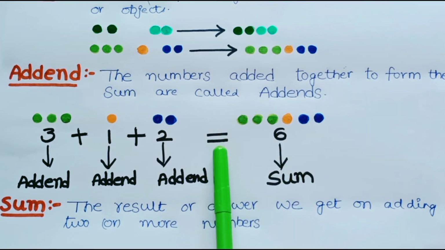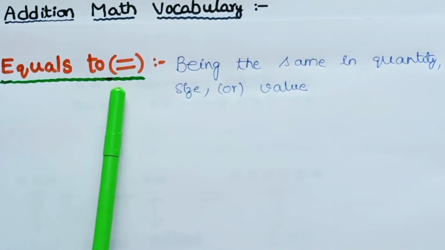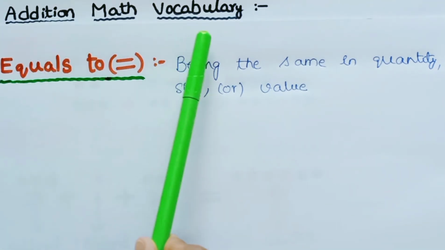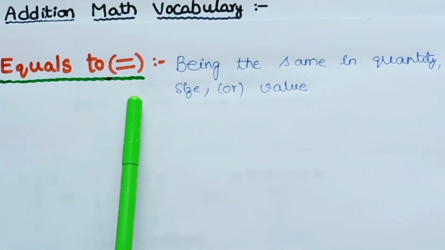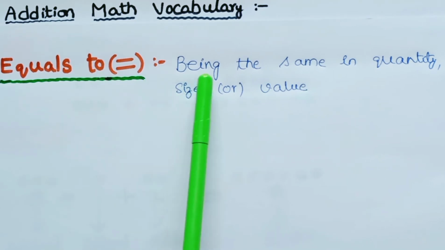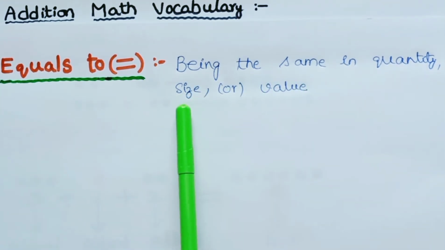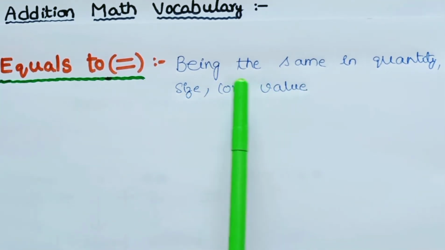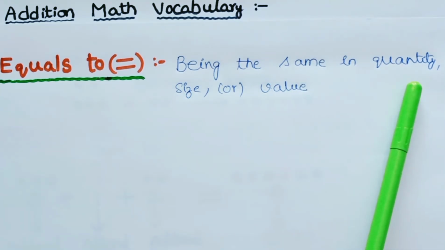Next we are going to see what the equals to symbol is. Now look here. Equals to is the next word in the addition math vocabulary. What is meant by equals to? Equals to means being the same in quantity, size or value. So being the same in quantity.